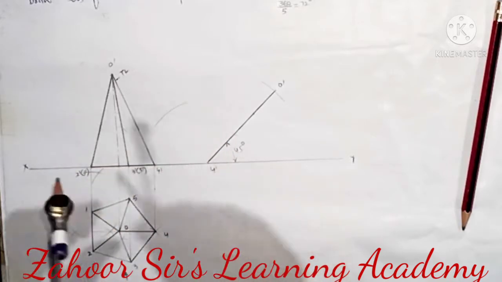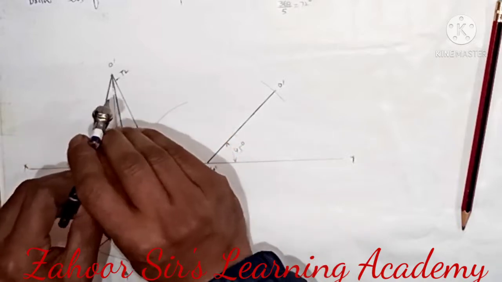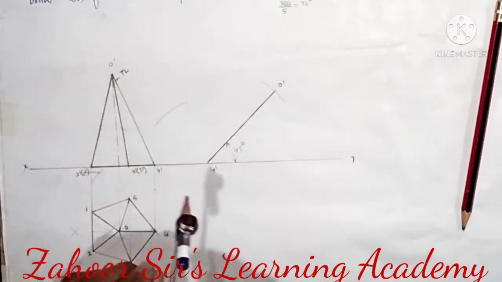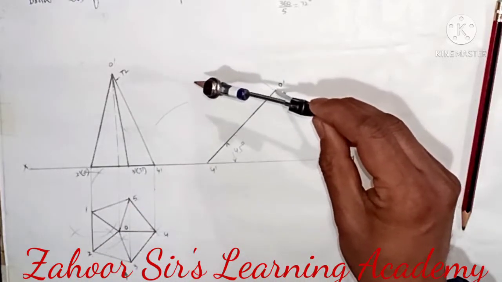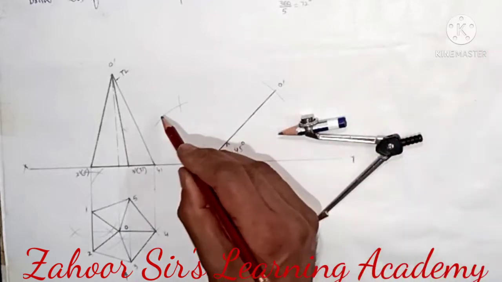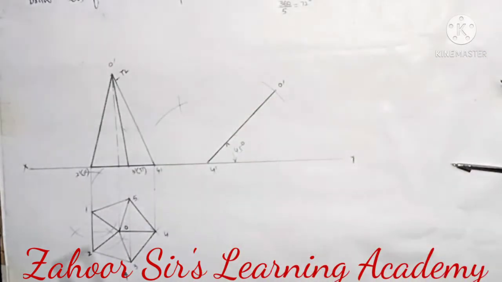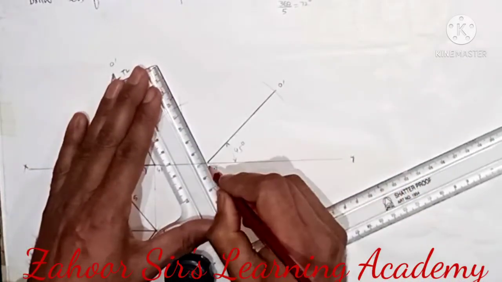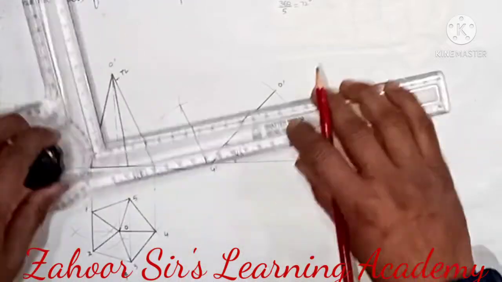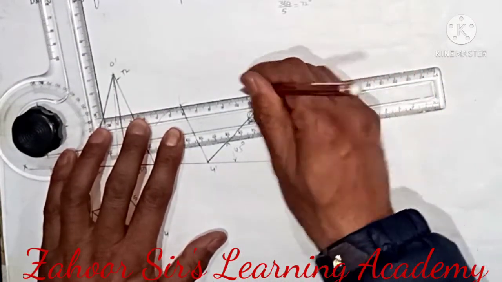Now what next I need to do, I will keep one leg of the compass at this point and another at this point, taking the measurement. Now I can keep this leg here and cut the arc. These two arcs intersect at this point. So now I can simply join this point and this point with a dark line, and this point and this point with a dark line.